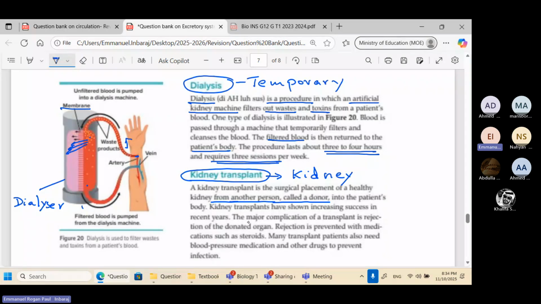But the major problem with the transplant is rejection of the donated organ. What does that mean? You cannot take a kidney from just any person. You need a kidney which is accepted by your body, which means they should have the same blood group. Your blood group and the donor's blood group should be the same. In that case, it can work. Otherwise, the kidney will be rejected. So this is about dialysis and kidney transplant.